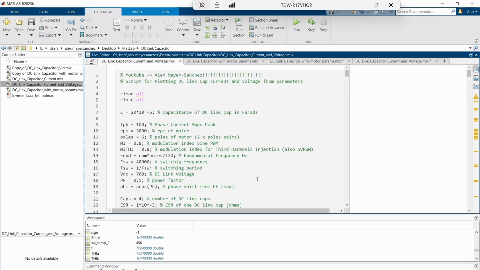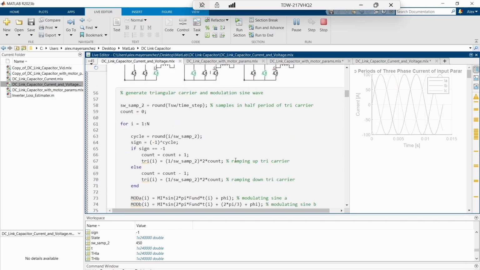So let me change the power factor to 0.0. Now with the power factor of 0, let's see what happens to the DC link current.